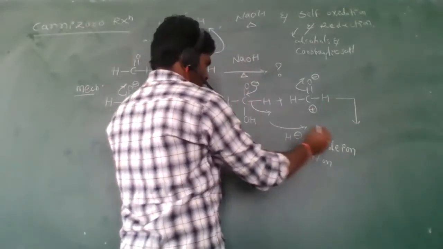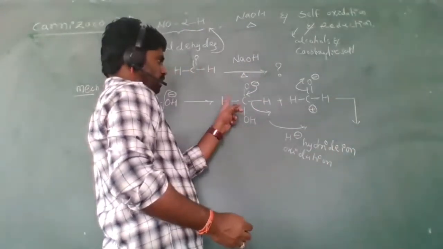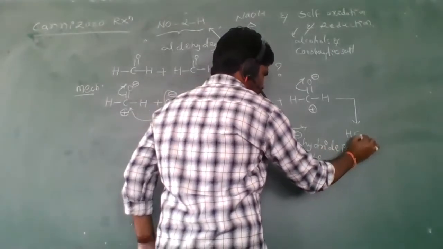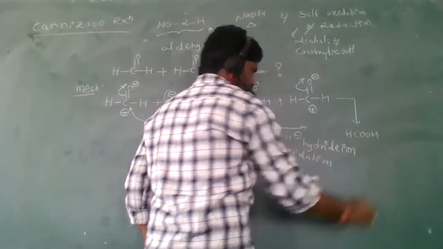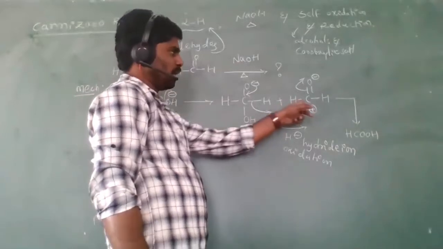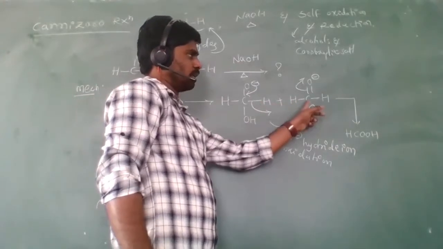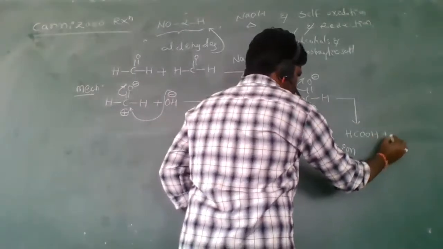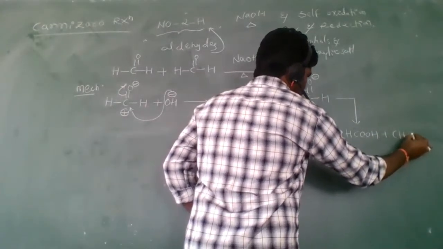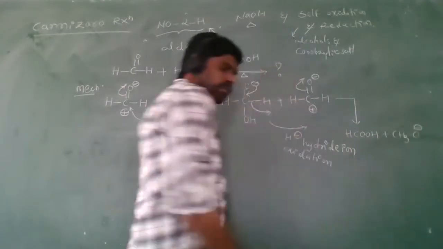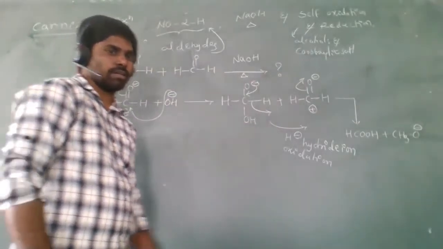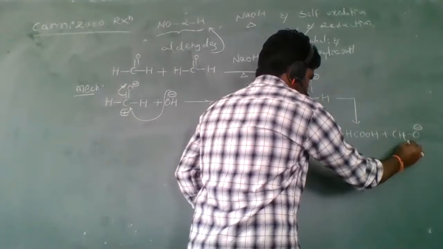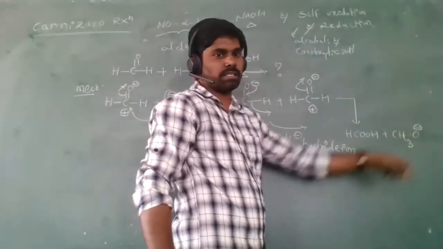See here, I will write HCOOH. What remains? The hydride ion combines with the carbon, so that carbon has 3 hydrogens. So I will write CH3O minus. This is CH3O minus.